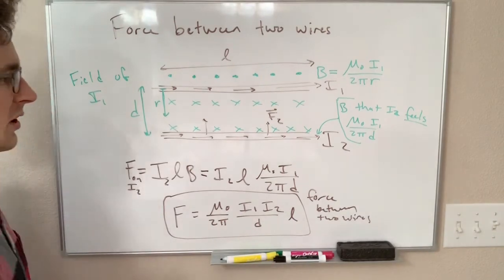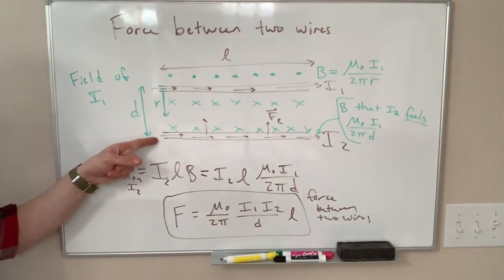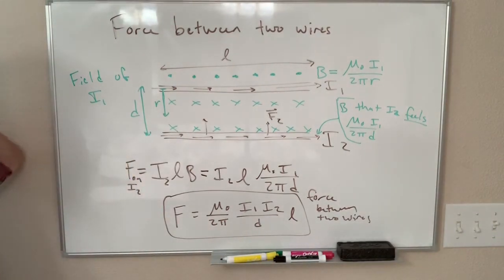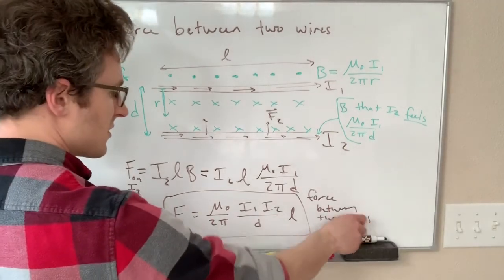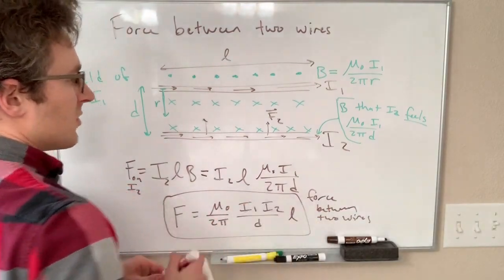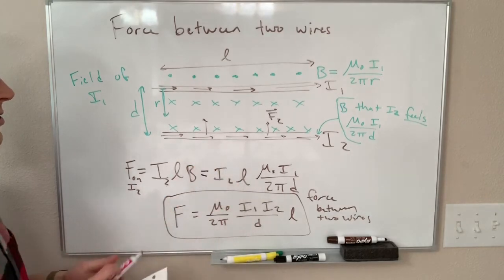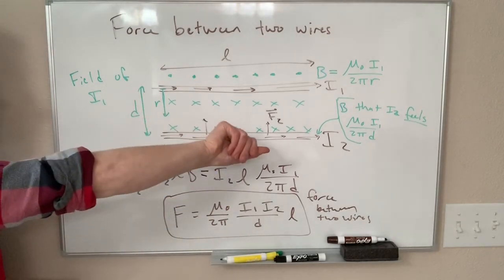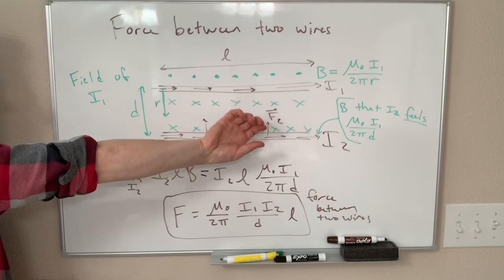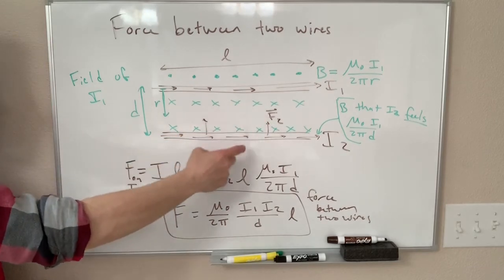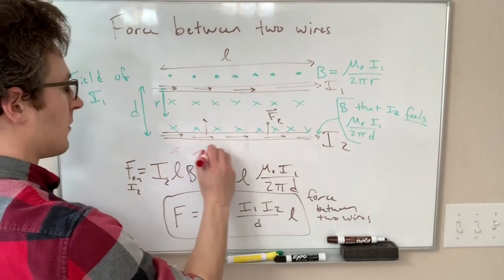I know we only solved it in one direction for the force on I2, but you could guess from Newton's third law that the force that I1 feels is going to be equal and opposite to this force. We can at least very easily show that the direction that I1 feels a force is correct also. So let's look at the magnetic field created by I2. That current is to the right, so I2 is going to make a field that is out of the board up here and into the board down here.